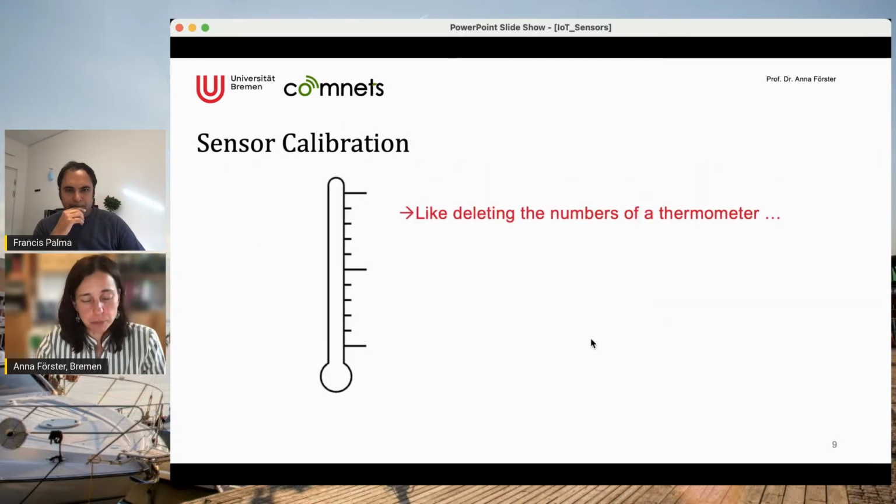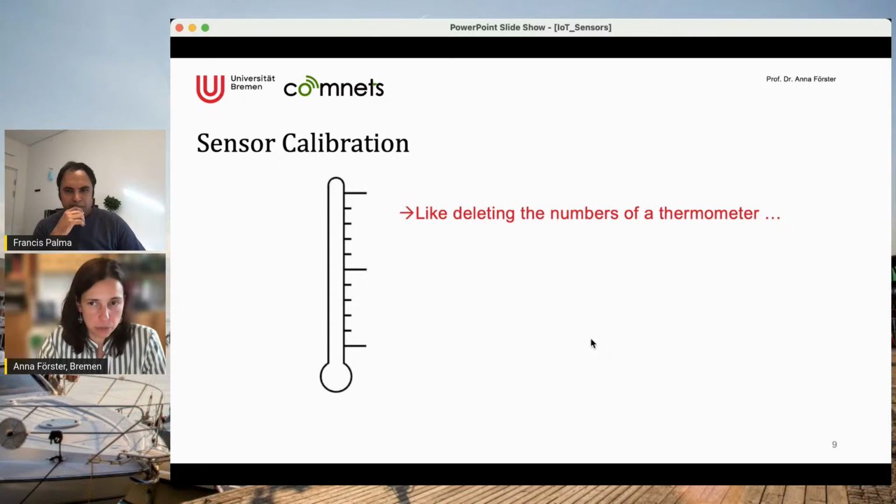Another very important topic, let's say, is the so-called sensor calibration. It's connected also to accuracy, to precision, and so on and so forth, and to those reference values which we're using to calculate the real sensor value which we would like to have.